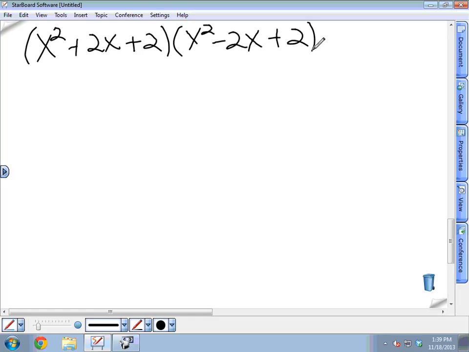I think most of this is review, except maybe in Algebra 1 you probably didn't have a trinomial by a trinomial, that's all. But it's really all the same procedure.